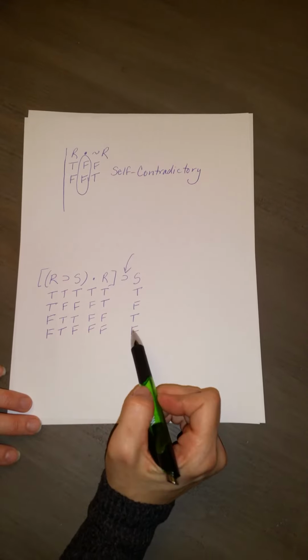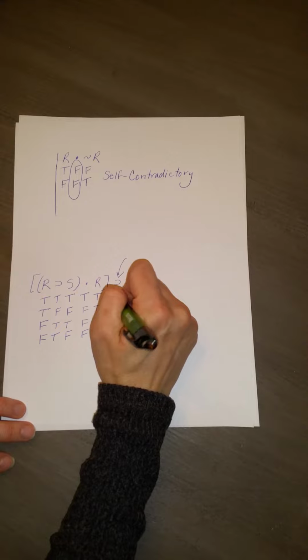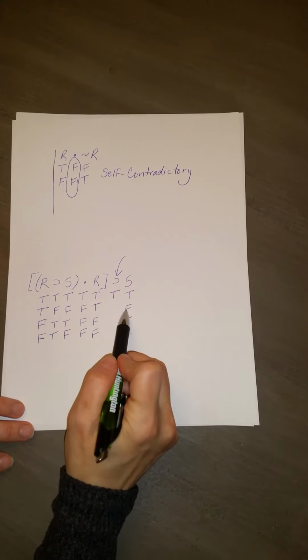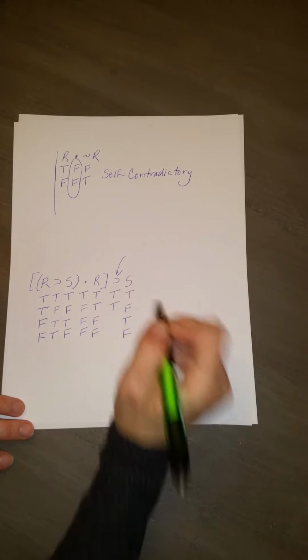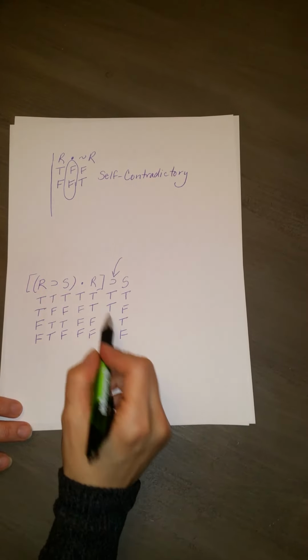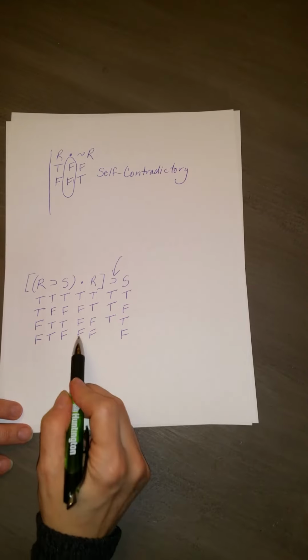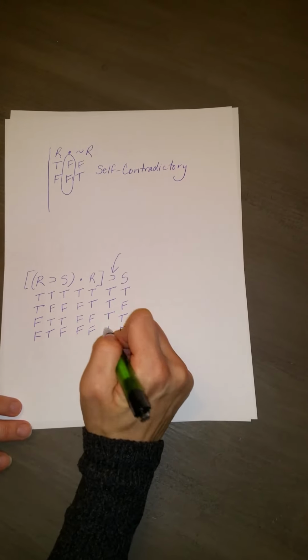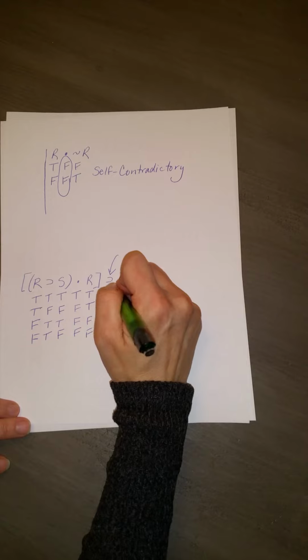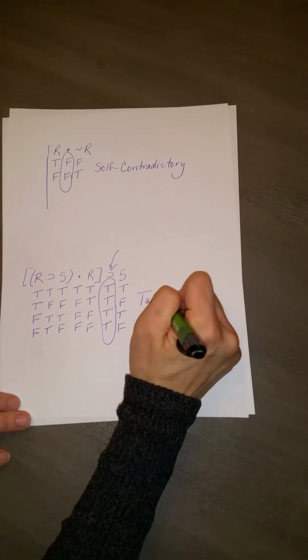And then we can do the main operator here. So true and true is true. False horseshoe false is true. Be careful there. A lot of students will make that false, but that one's true. False horseshoe true, again, is true. And false horseshoe false is true. Okay? So this statement is tautologous.